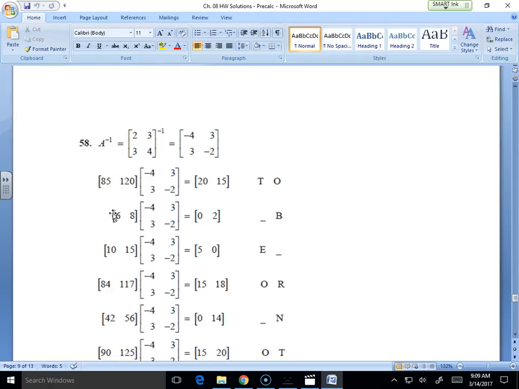Question, did you have to do these 10 times? Can't you put this all in one big matrix? Put the entire coded message in one big matrix, multiplied by A inverse once, and what are you going to get out?